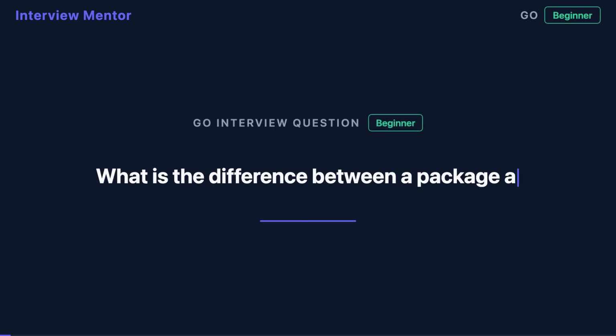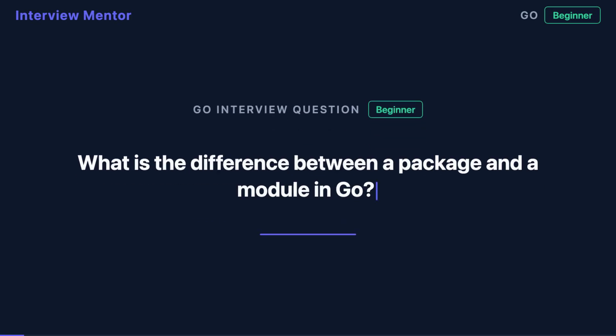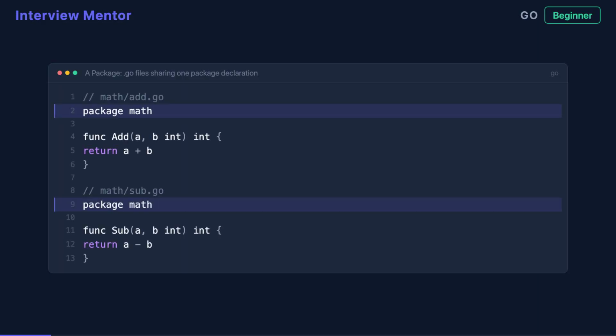Packages and modules. Most Go beginners think they're the same thing. They're not. A package is Go's fundamental unit of code organization. Every .go file begins with a package declaration, and all files in the same directory must share the same package name. Those files compile together as a single unit and can freely access each other's unexported identifiers.